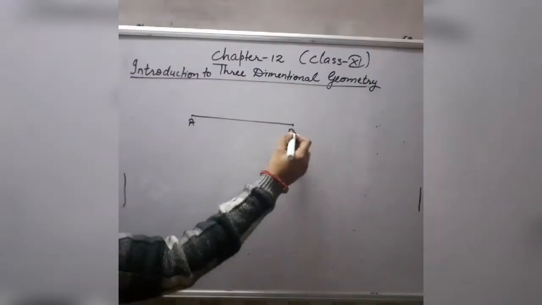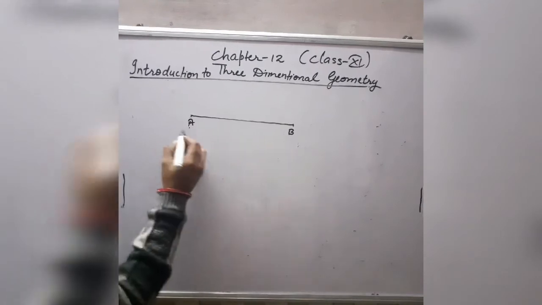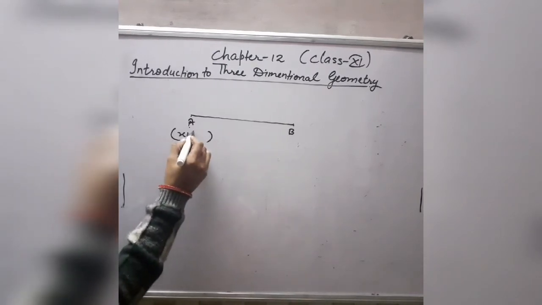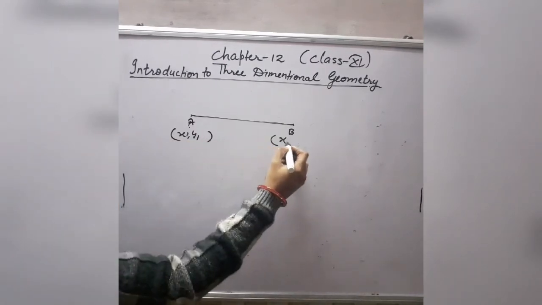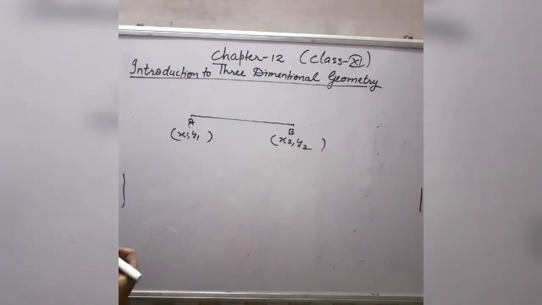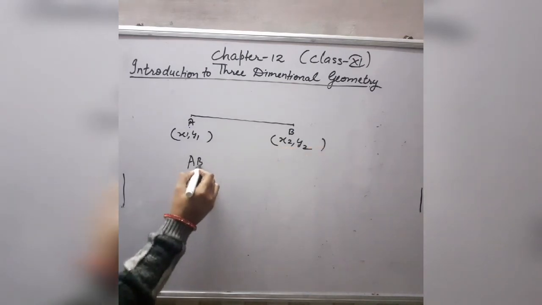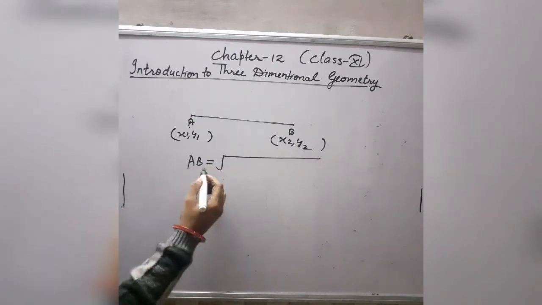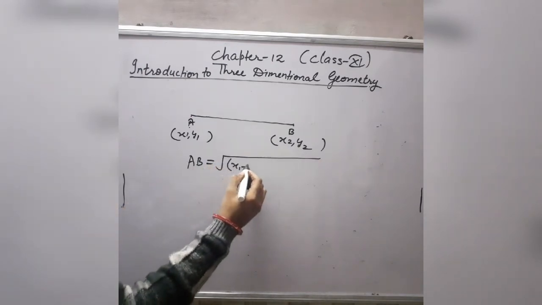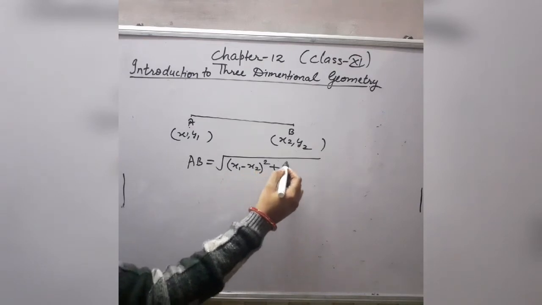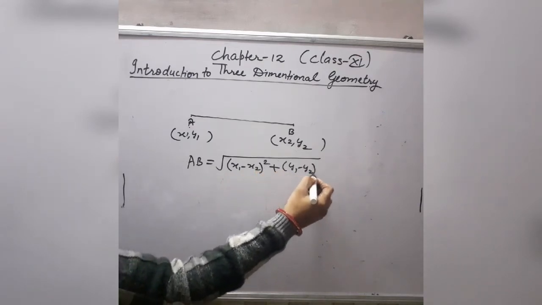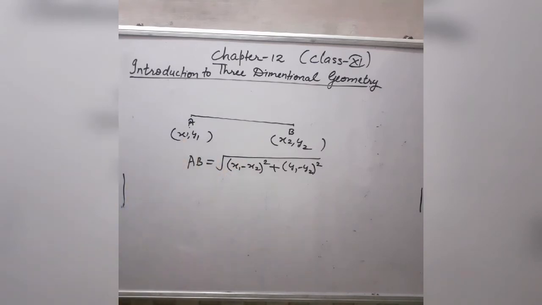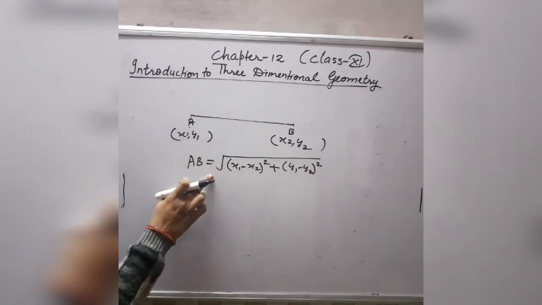For 2 dimension, let us suppose this is a line segment. These are the points A and B. Let us suppose coordinates of point A are x1, y1 and coordinates of point B are x2, y2. Then what is the distance between point A and B by using the distance formula? This formula is known as the distance formula. So distance is the square root of (x1 minus x2) whole square plus (y1 minus y2) whole square. This is the formula for 2 dimension.